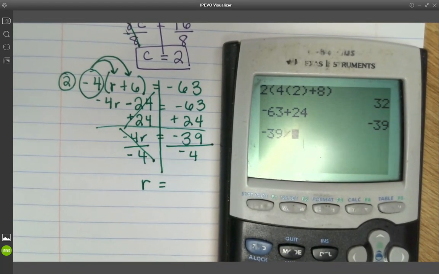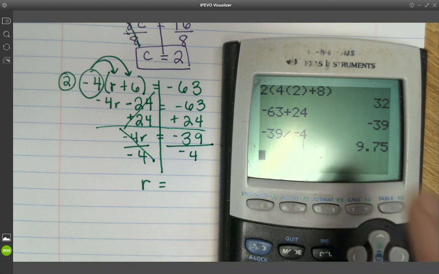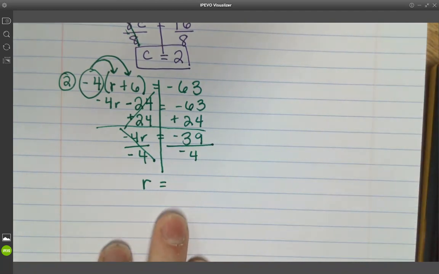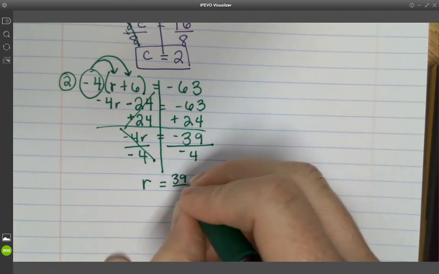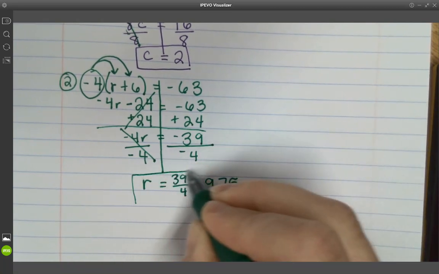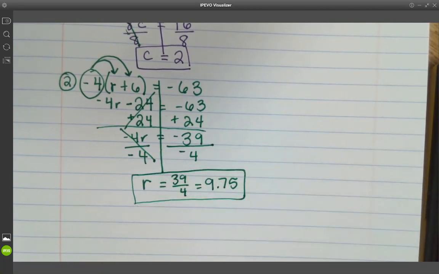Negative 39 divided by negative 4. Do you remember a negative divided by a negative? What do we get? A positive. So it's a 9.75. You can use the decimal as long as it doesn't go on and on forever. This is called a terminating decimal. We can use that. You can leave it as 39 over 4 or as 9.75. Either one is fine with me.